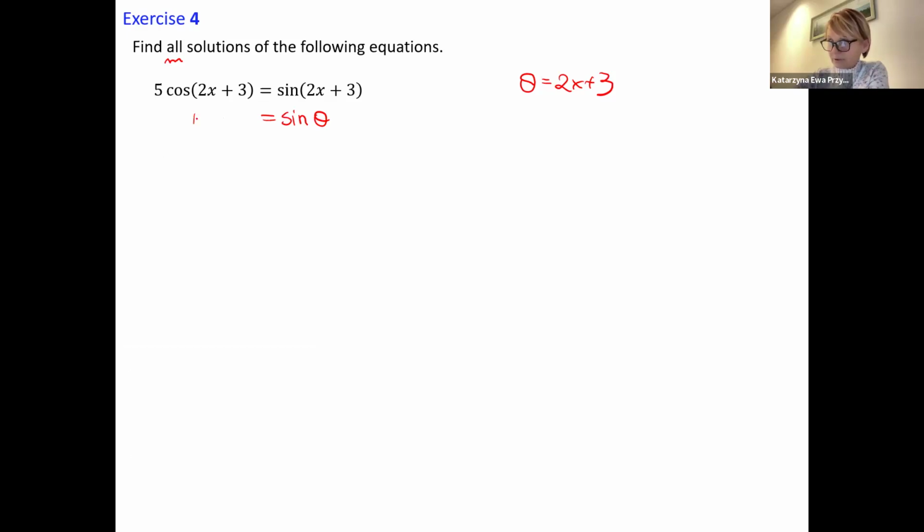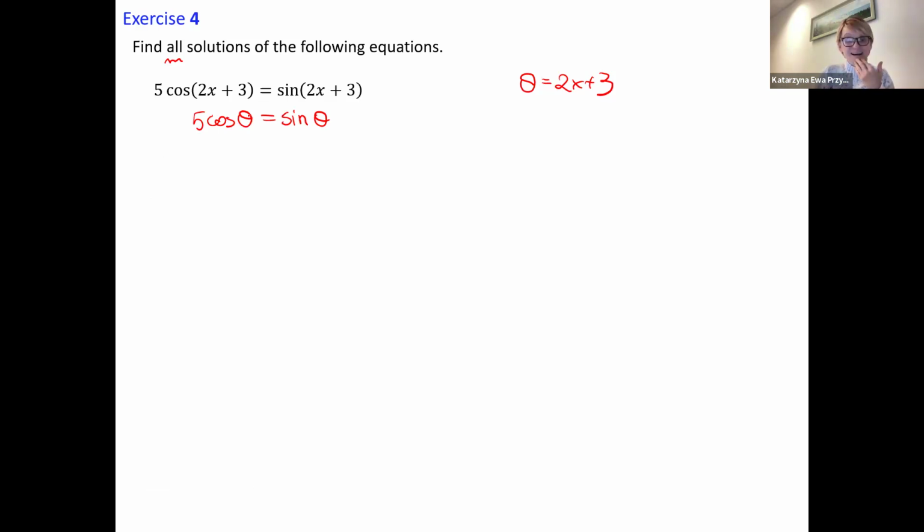Let's just put it like this, okay? Then it will be at least easy. That's what we have to do. In order to solve a trigonometric equation, it would be nice to have one trigonometric function, one trigonometric ratio. We have sine theta and cosine theta at the moment. How can we change this?